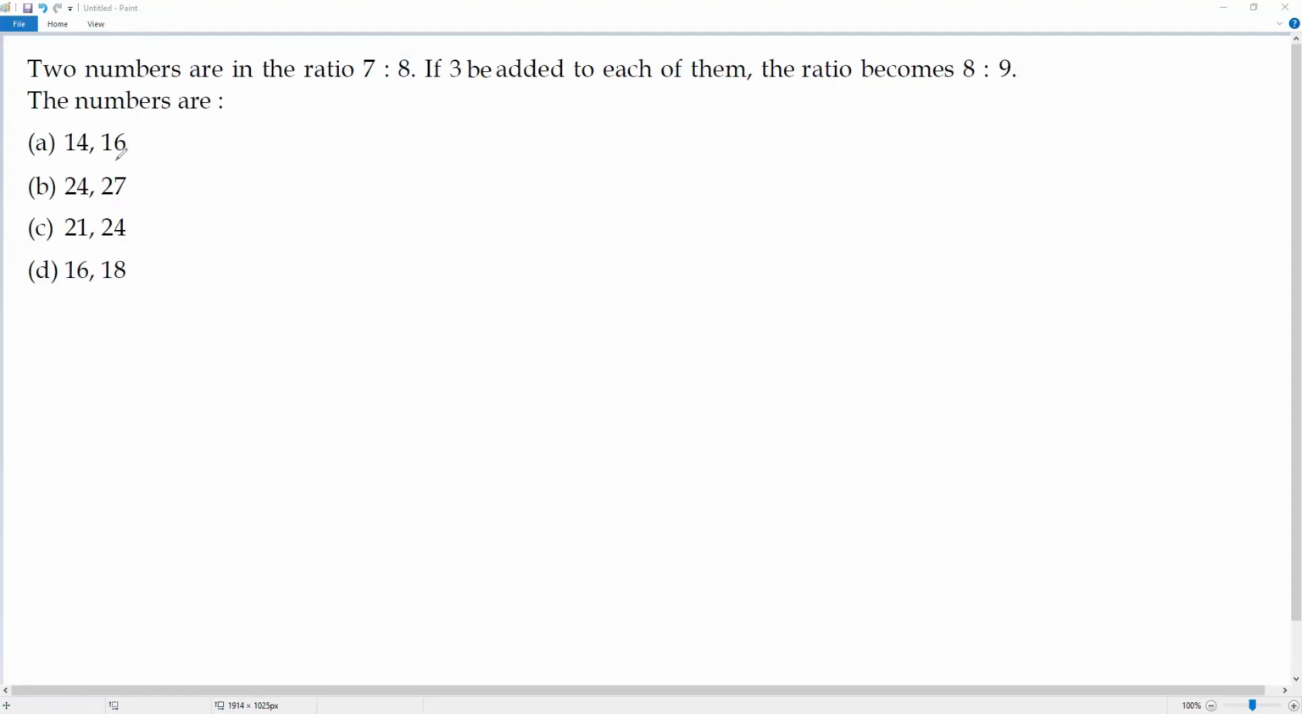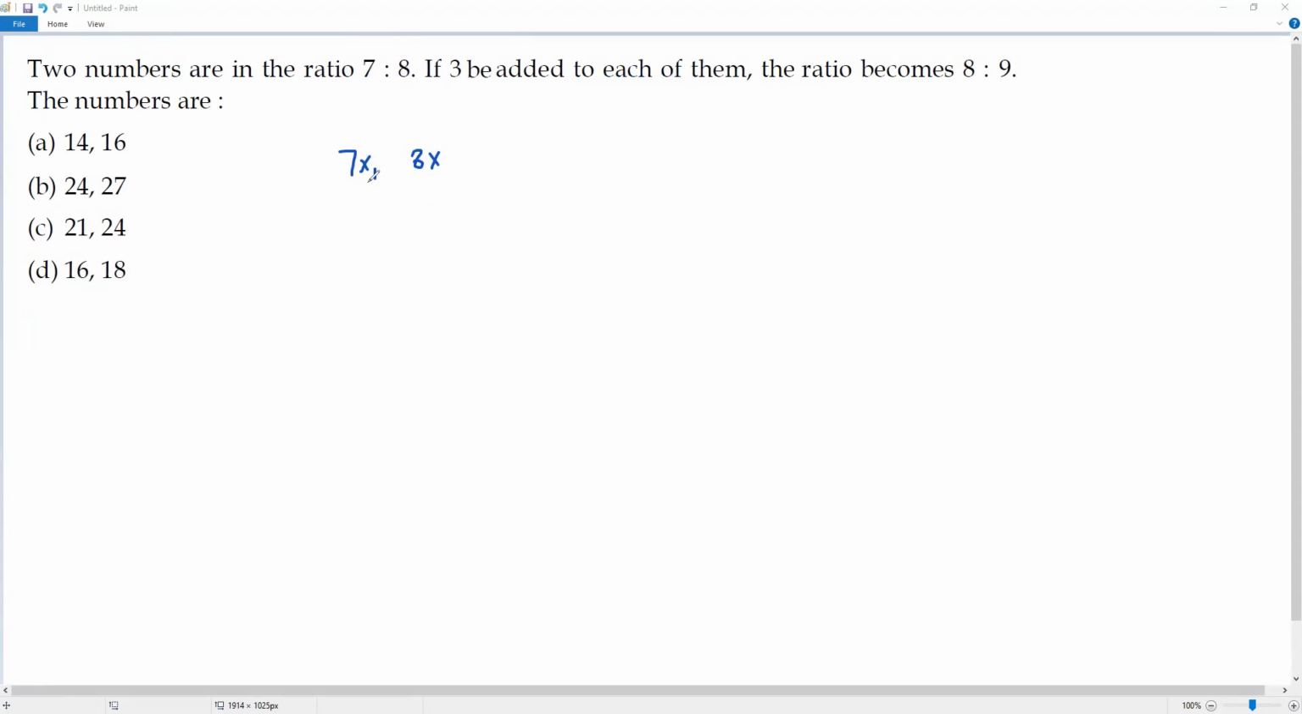From the terms of the ratio, if I want to get the two numbers, I have to multiply both the terms by the same non-zero number, say x. Then we have 7x and 8x. So these are the required two numbers. Now my aim is to get the value of x. Once I get the value of x, it can be multiplied by 7 and 8 to get the required two numbers.